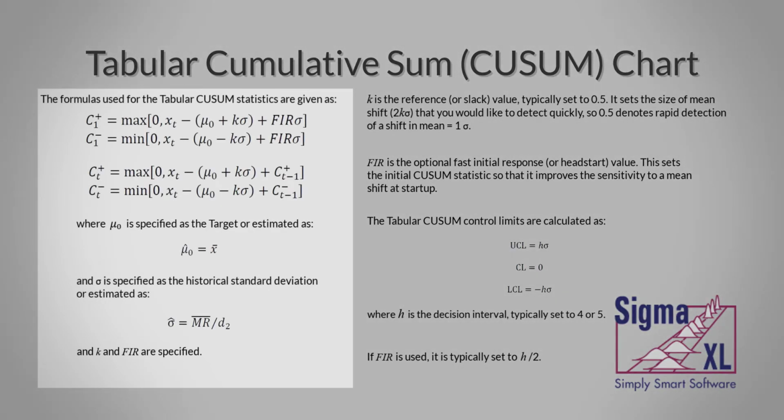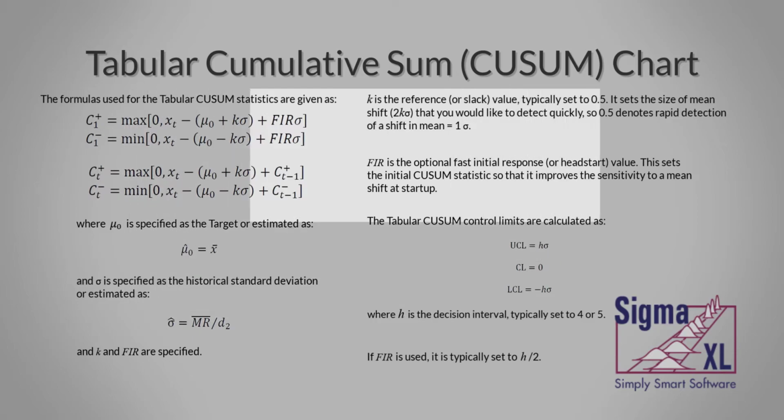There are two CUSUM charts, a plus chart and a minus chart, to detect shifts above the target and below the target. K is the reference or slack value, typically set to 0.5. It sets the size of mean shift, 2k sigma, that you would like to detect quickly, so 0.5 denotes rapid detection of a shift in mean equal to 1 sigma.